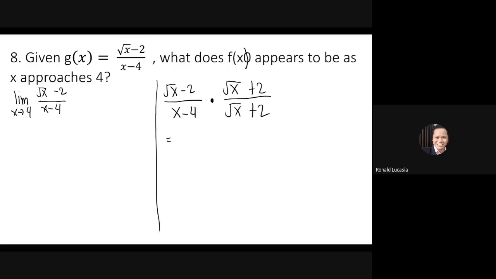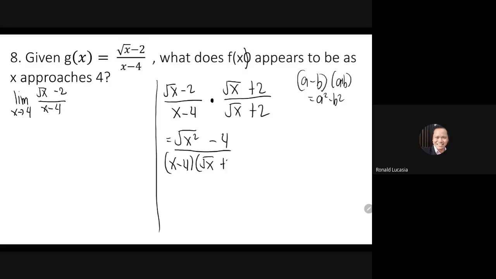Yeah. So we have the square root of x squared minus 4, like the concept of a minus b, a plus b. So we have there a squared minus b squared. So here we have x minus 4. You don't need to simplify x minus 4 times the square root of x plus 2. And then you can cancel the index and the exponent. You will be left with x minus 4 over x minus 4 and then the square root of x plus 2. And then you would notice that you can divide this as 1. So we have 1 over the square root of x plus 2.